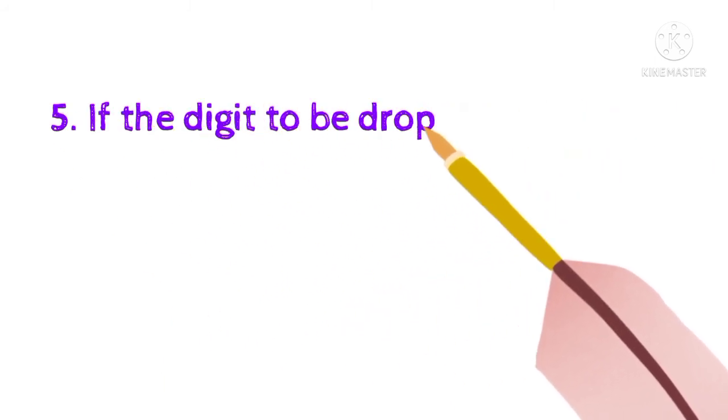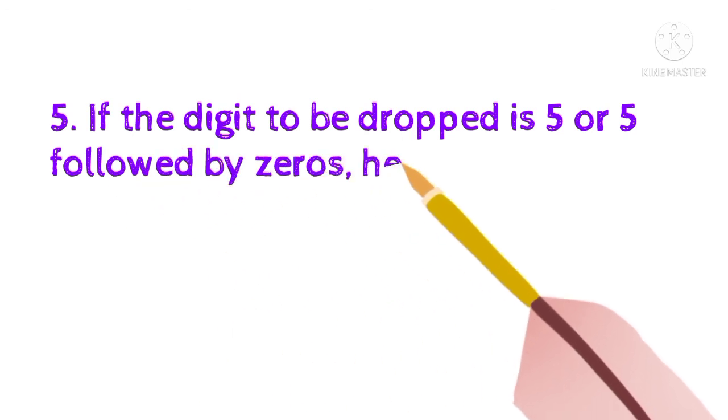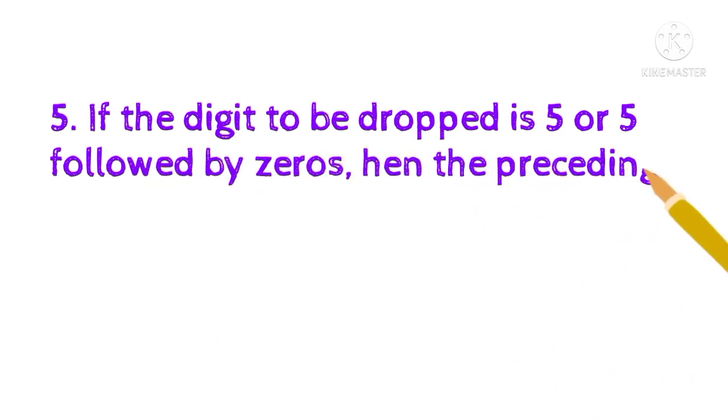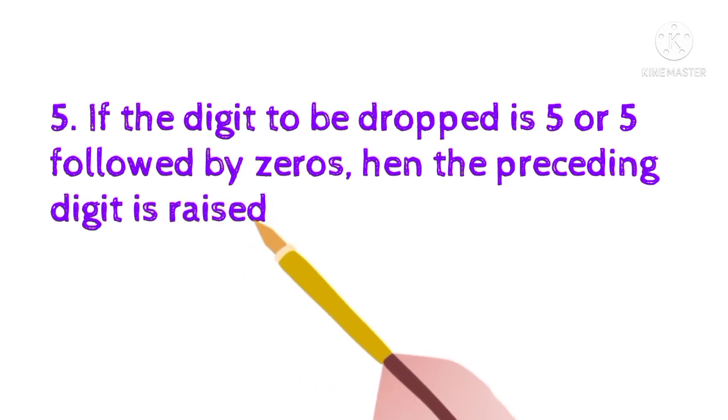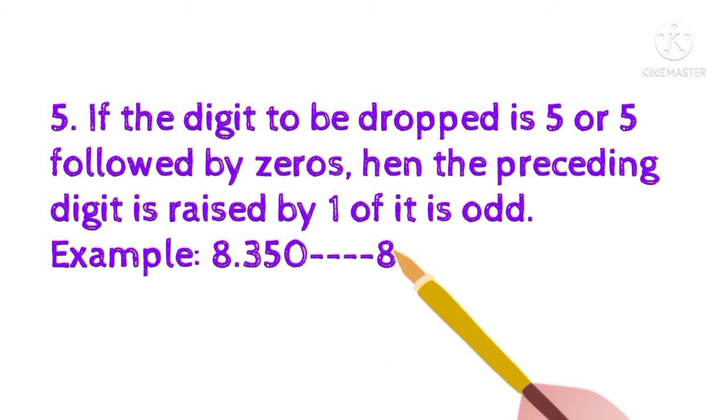If the digit to be dropped is 5 or 5 followed by zeros, note students, then the preceding digit is raised by 1 if it is odd. If it is odd, it is raised by 1. So, for example, 8.350 is rounded off as 8.4.